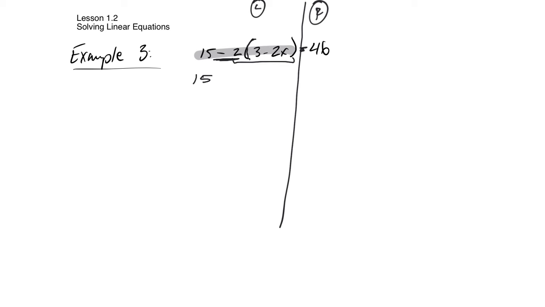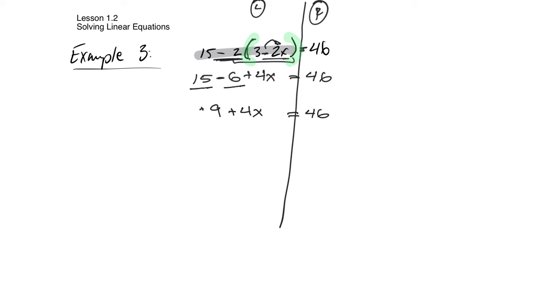So I have negative 2 times positive 3 is negative 6. Negative 2 times negative 2x, this minus here belongs to this 2x, becomes positive 4x, equals 46. Now my parentheses, you'll notice, they're gone. Okay? I'm going to combine like terms. That means terms that have the same variable, I can add them together. In this case, there's no variable. 15 and minus 6 are constants, so I just add or subtract them. So 15 minus 6 is 9, plus 4x equals 46.